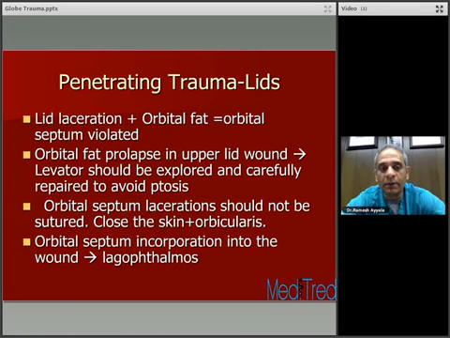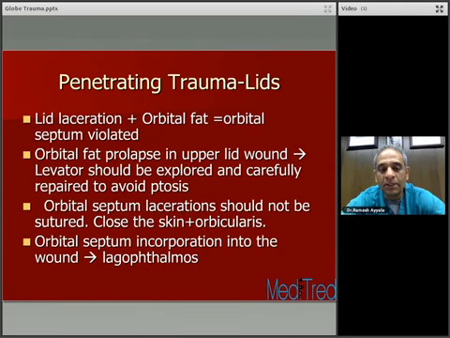Penetrating trauma to the lids, lid laceration, along with avulsion of the orbital fat indicates the orbital septum has been violated. Orbital fat prolapse in the upper lid wound. The levator should be explored and carefully repaired to avoid ptosis. Orbital septum laceration should not be sutured; close the skin and orbicularis.